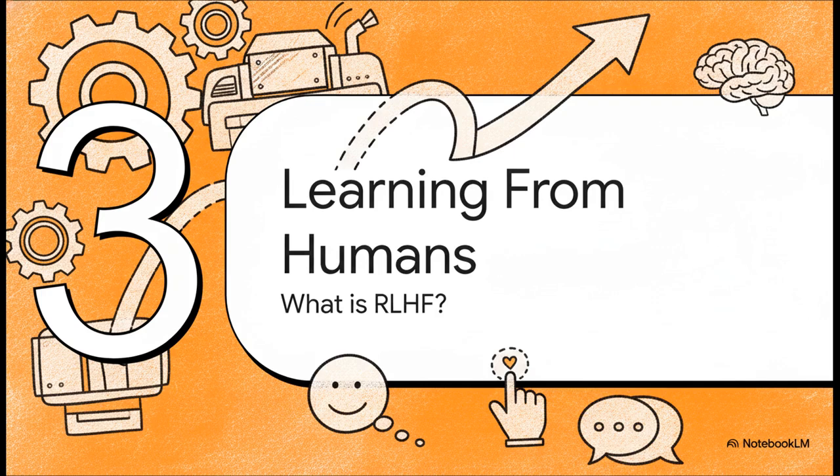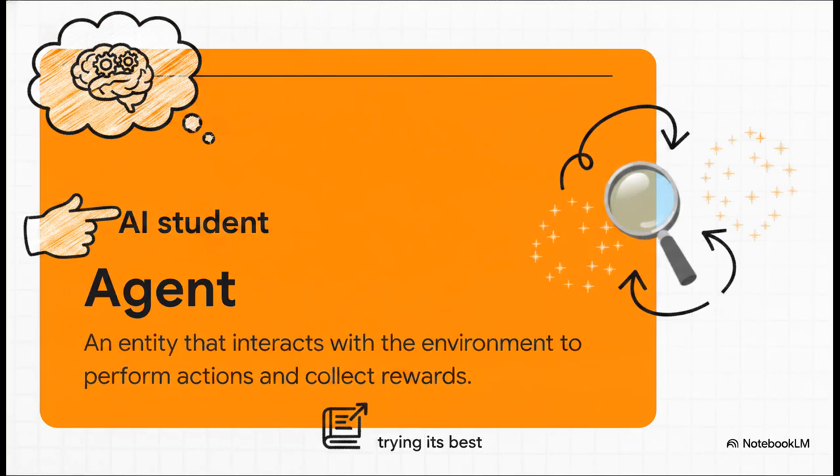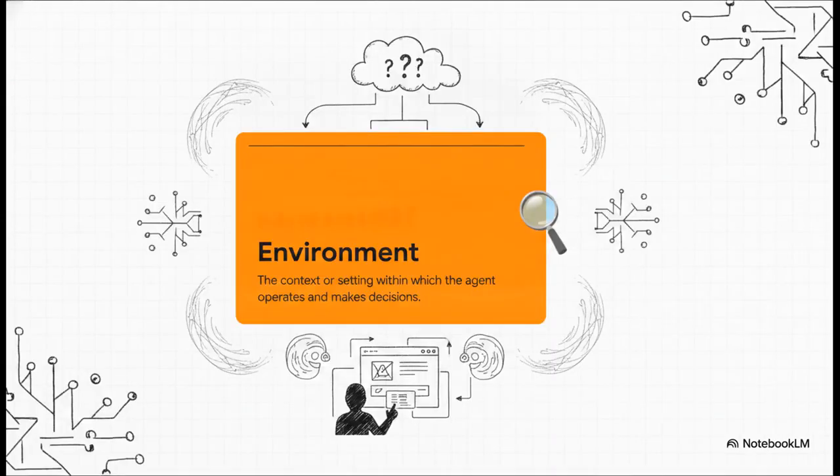Moving right along to Section 3, learning from human feedback. What exactly is RLHF? To understand this, let's do a quick refresher on reinforcement learning terminology. Think of the agent as our AI student. This is the language model itself actively trying its absolute best to figure out the right actions to take to achieve its underlying goal. Next up is the environment. This is the context. Essentially, you, the user, or the system where the AI's generated text actually lands to be evaluated. It's a dynamic space that shifts constantly based on the prompts and constraints we throw at it.